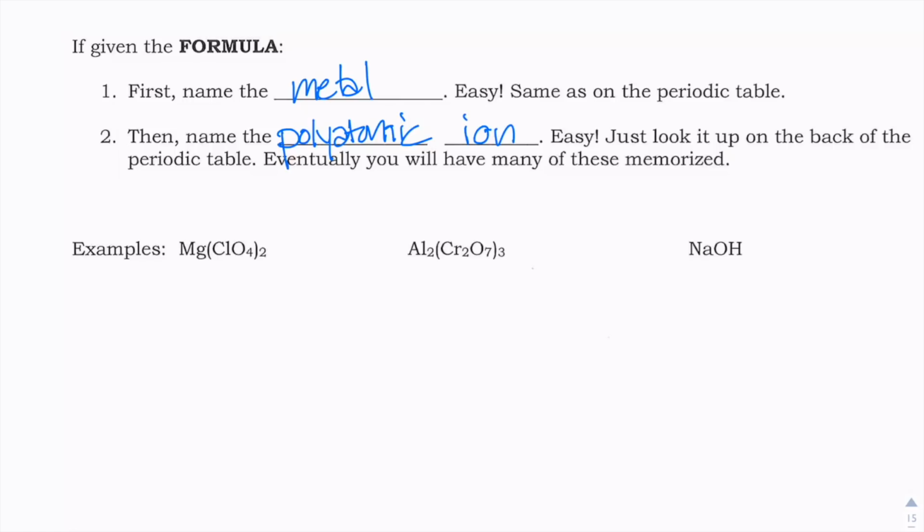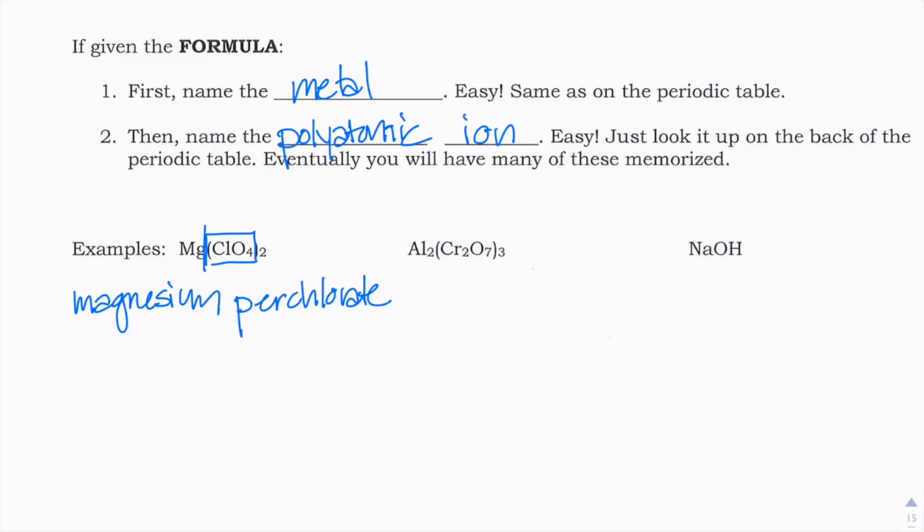I like to split these in half when people are first learning how to do this, so that it's easier to figure out what's what. So the first name is going to be magnesium for this one. And the last name, you have to look up this whole thing in parentheses on the back of your periodic table. Or you can just look on the back of these notes, and the polyatomic ions are on the back of these notes as well. So this is perchlorate.